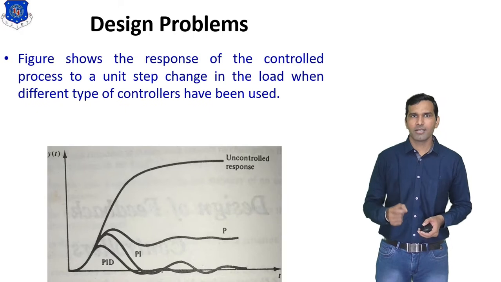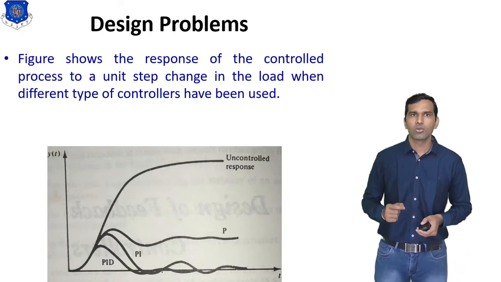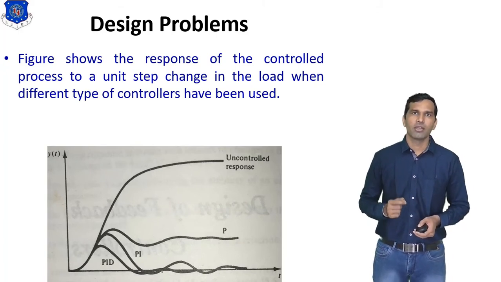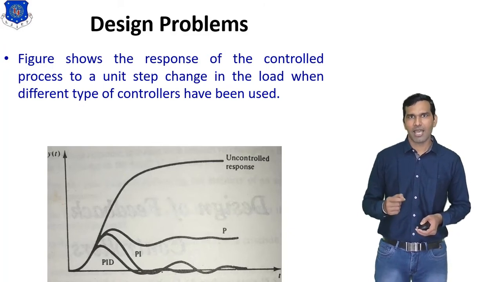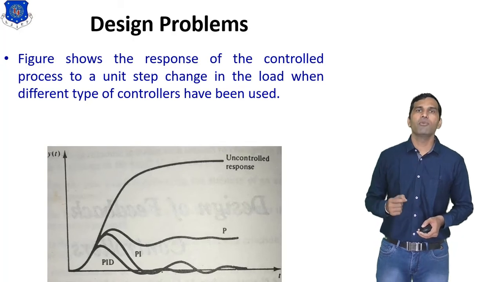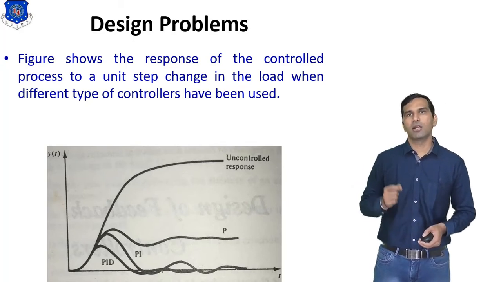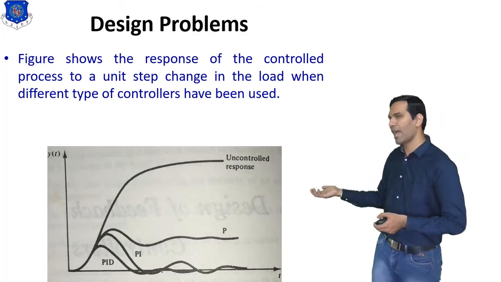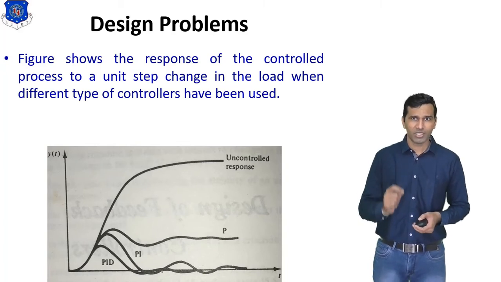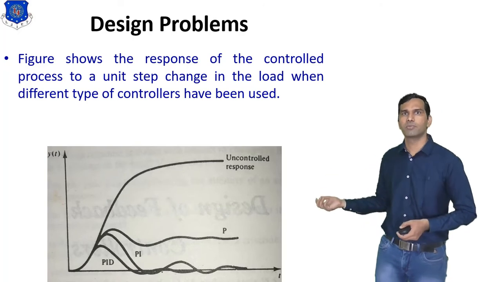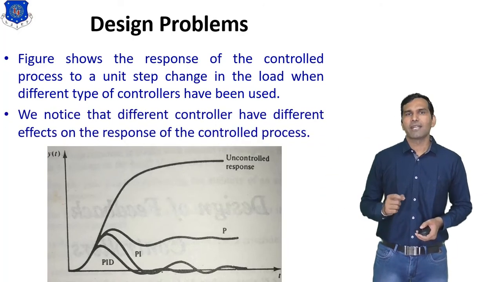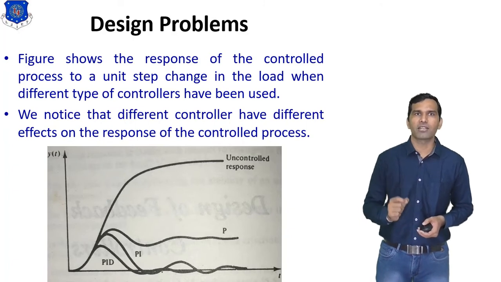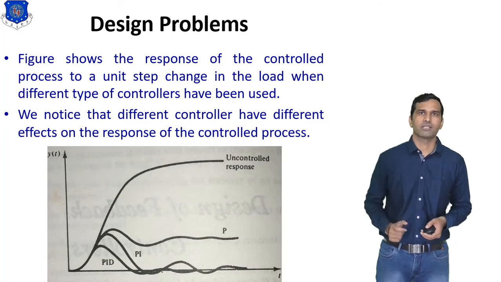Now the figure here shows the response of the control process to a step change in the load when different types of controller have been used. That means in the previous slide I gave an example of the feedback control system. Now we control that system by using different controllers, that means a proportional controller, PI controller and PID controller. How it works we can see in this diagram. We notice that different controllers have a different impact on the response of the controlled process.